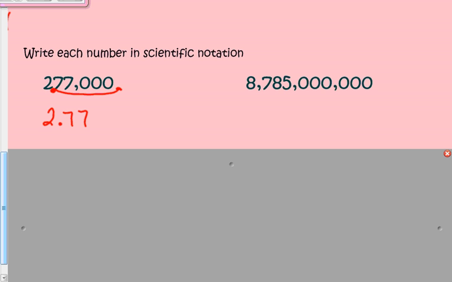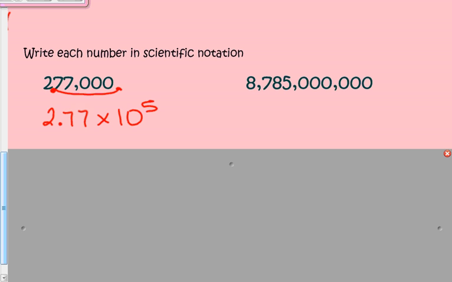Don't write them. But then you'll do times 10, and then your exponent will be how many times you had to move your decimal. And I had to go 5 times. So it's 10 to the 5th power. And it is positive because it's a big number that I'm putting back into scientific notation. So I definitely want it to be a positive.